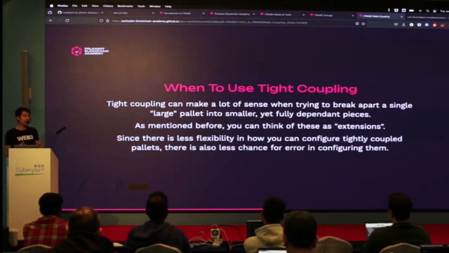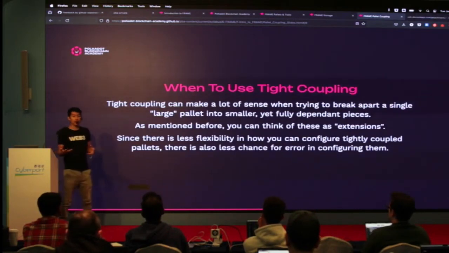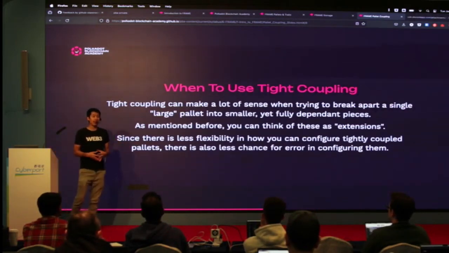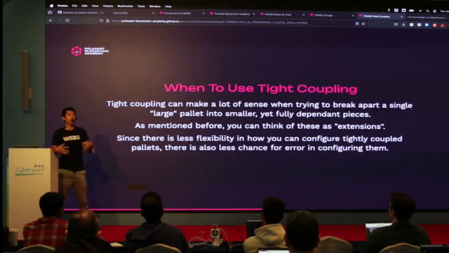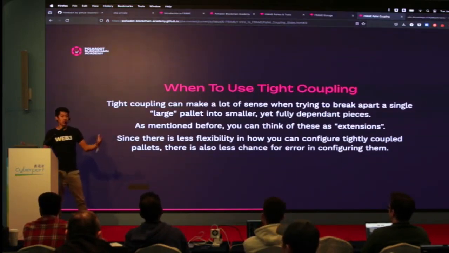Basically, once you do tight coupling, you don't have the flexibility, for example, to go in and create your own version of an extension and plug it in. You might have to modify the source code or fork some code. So this is where loose coupling is a better solution when you're trying to create pallets which are more open to the community to modify and change and to extend.